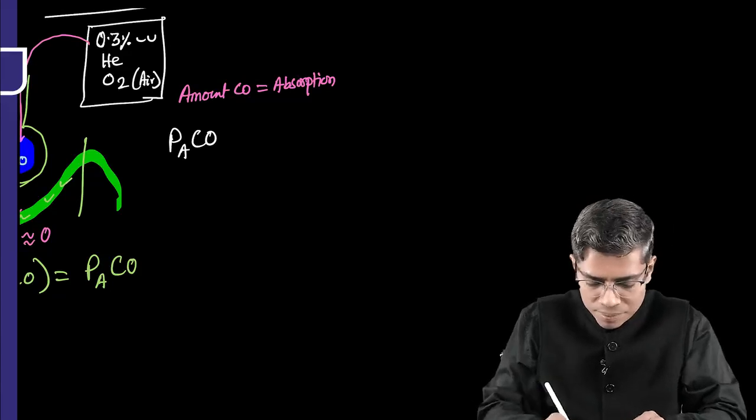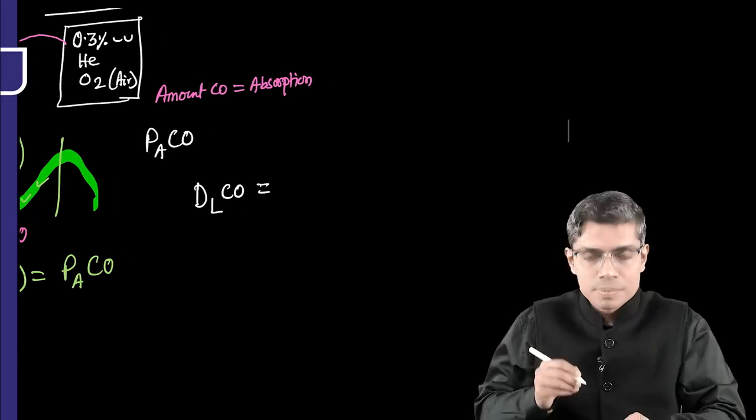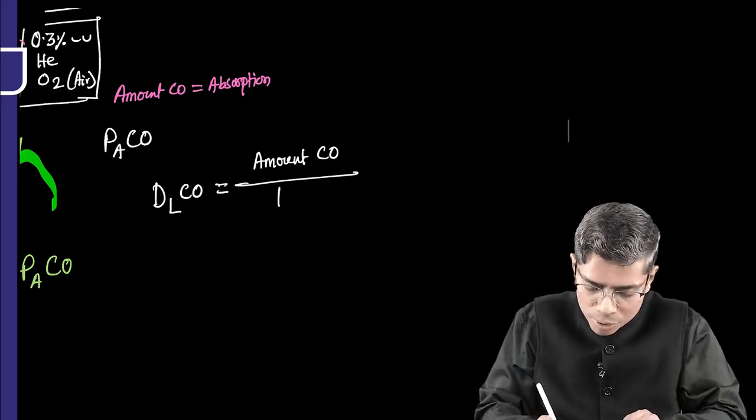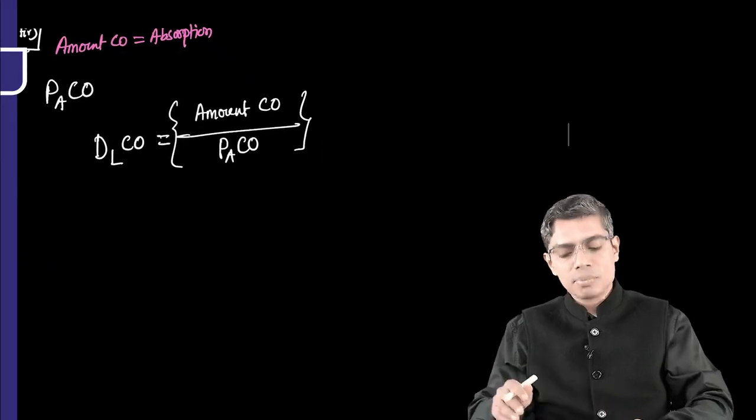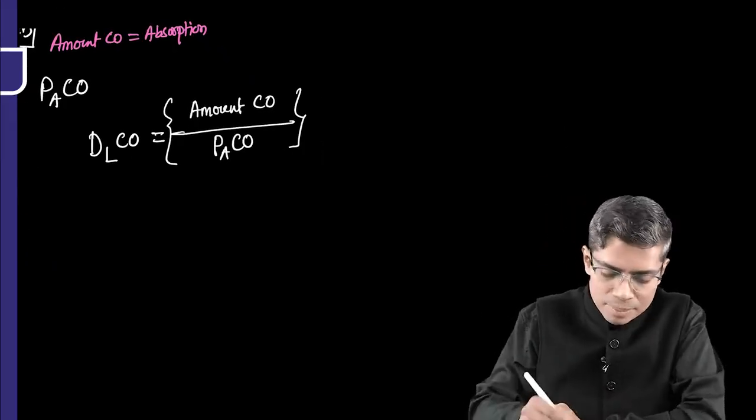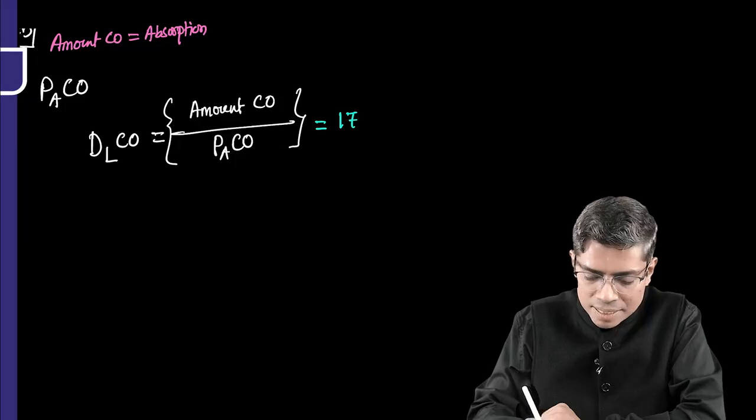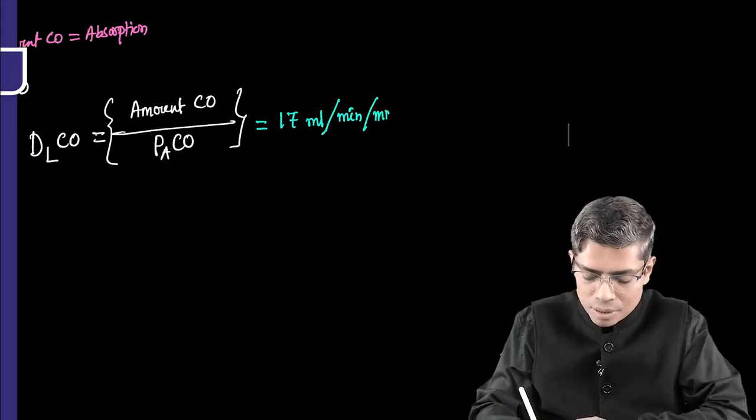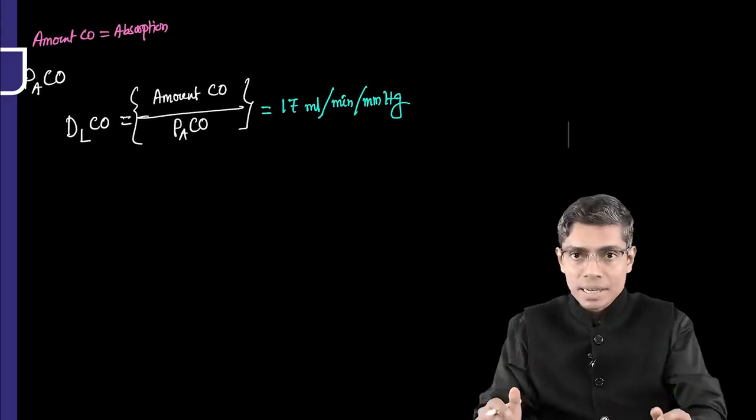So DLCO, the diffusion capacity of the lung with respect to carbon monoxide, is equal to the amount of carbon monoxide taken up by the lung in 1 minute upon the partial pressure of carbon monoxide at the level of the alveoli. Now you can see the formula becomes very simplified, and if you calculate it in this manner, the carbon monoxide diffusion capacity is 17 ml per minute per millimeter of mercury pressure. So this is the normal diffusion of carbon monoxide in the lung.